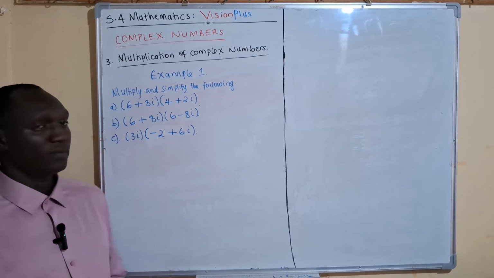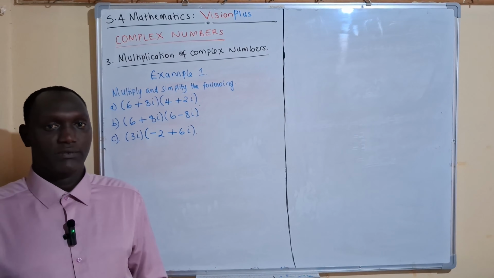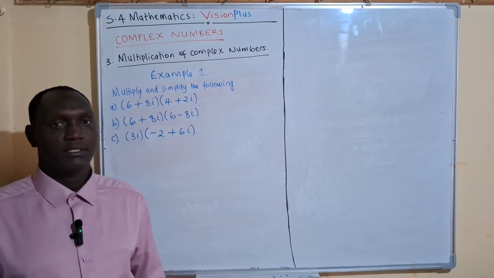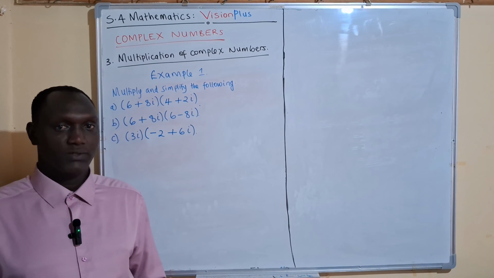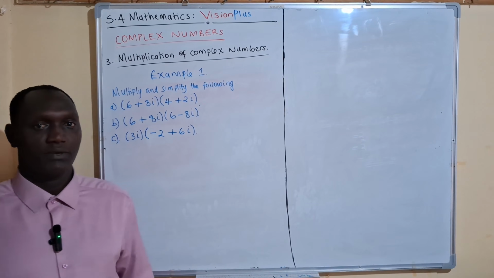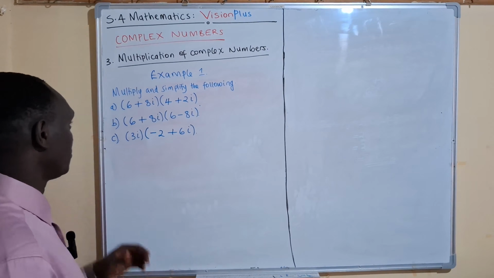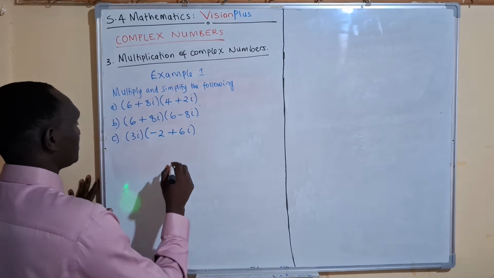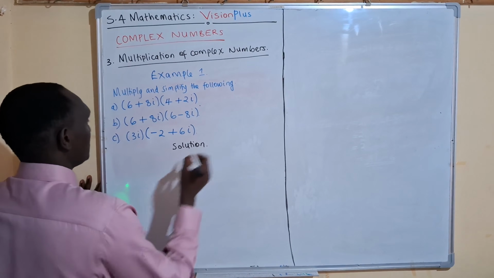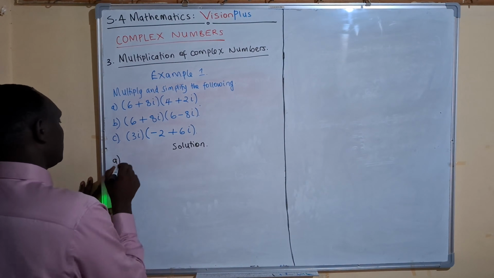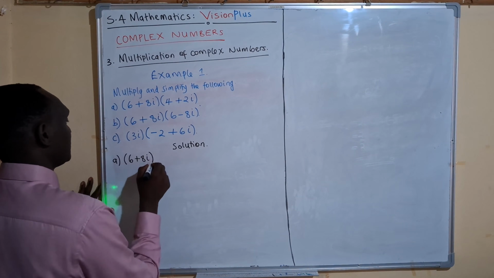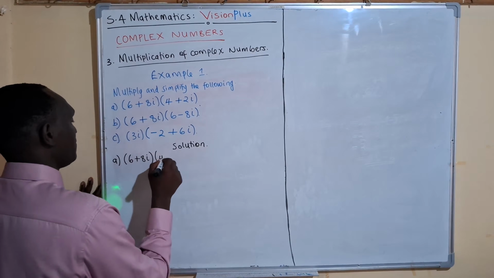Looking at multiplication of complex numbers, we are going to start with example 1. In this concept, whatever we have been learning throughout is going to be significant in enhancing our understanding of multiplication. Example 1 says, multiply and simplify the following. Solution for part A, which is 6 plus 8i times 4 plus 2i.